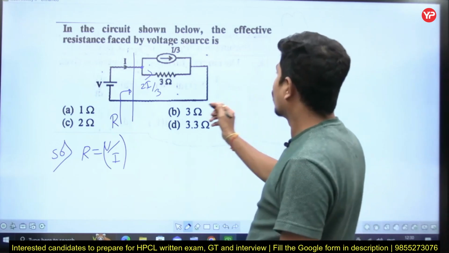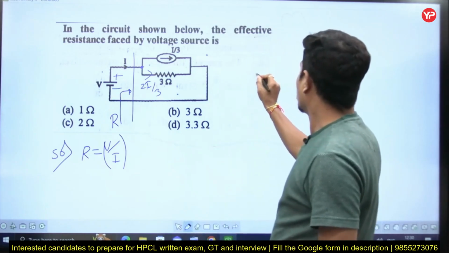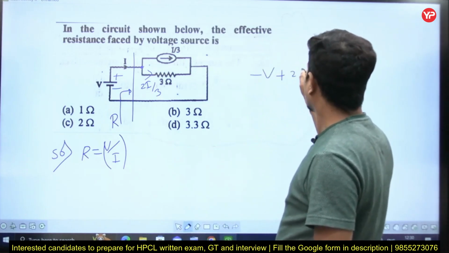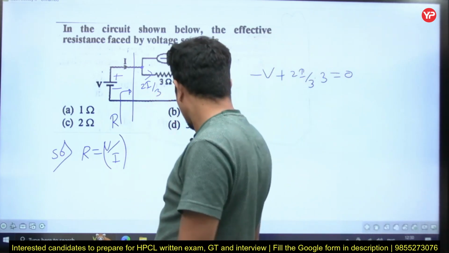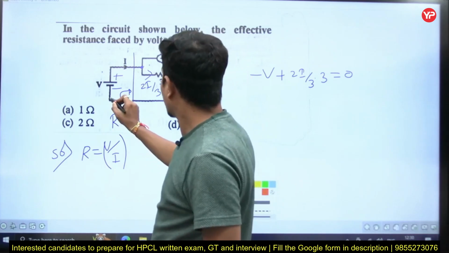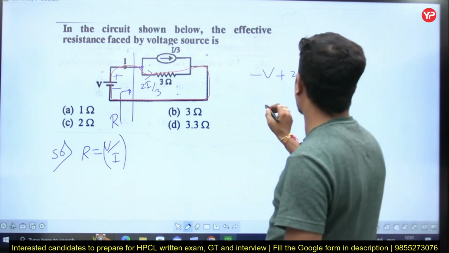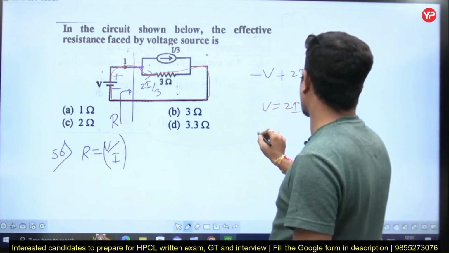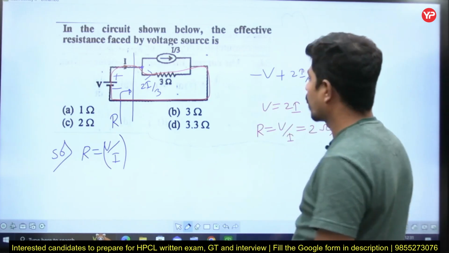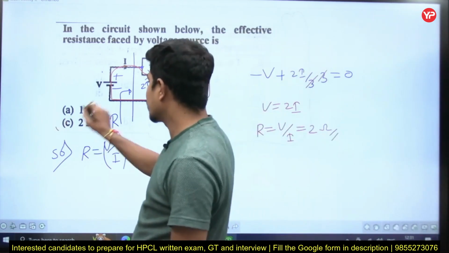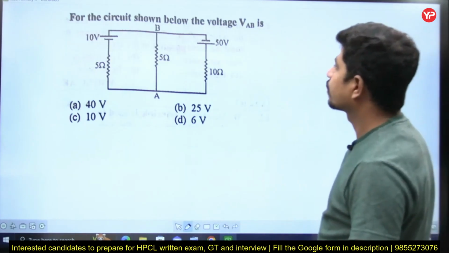Now write KVL. This is plus, this is plus, this is minus. So minus V plus 2I by 3 into 3 is equal to 0. This way I wrote KVL. So 3 3 gone. V is equal to 2I. So R is equal to V by I is equal to 2 ohms. That is the effective resistance. Option is C. Let's go to the next question.